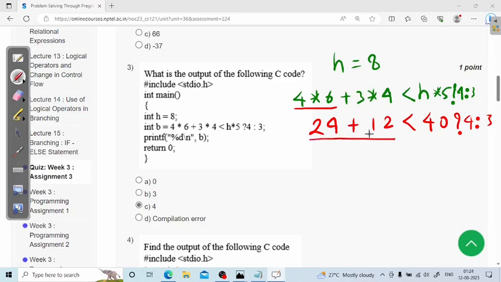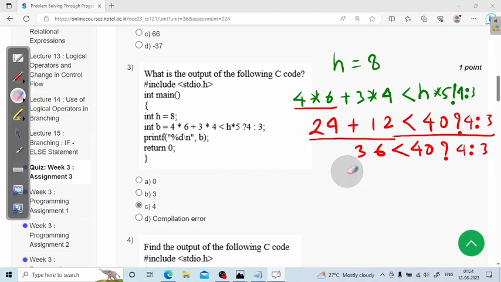So it's going to be 24 plus 12, that is 36. So our left out expression is 36 less than 40, followed by 4 colon 3. Next, our less than has higher priority, so 36 less than 40 is going to be what? True. 36 less than 40 is going to be true, and that's why we'll take the value here as 1.